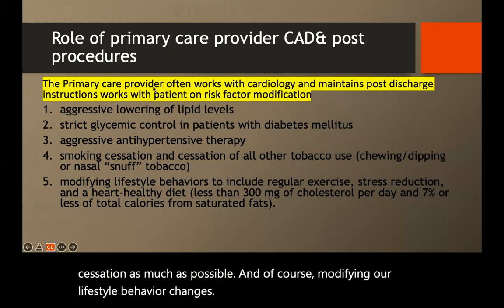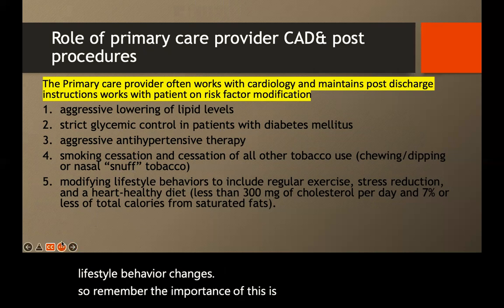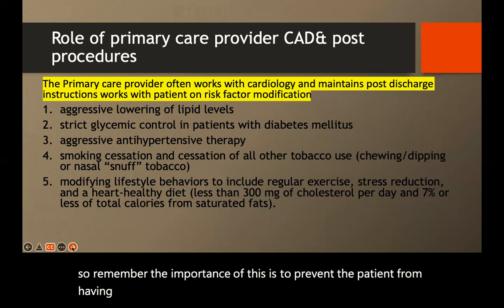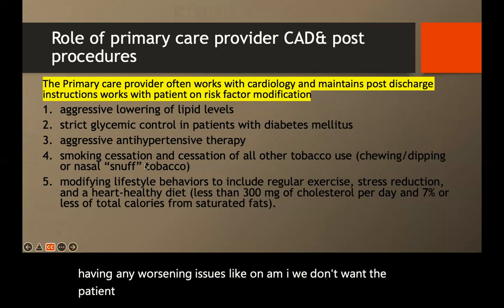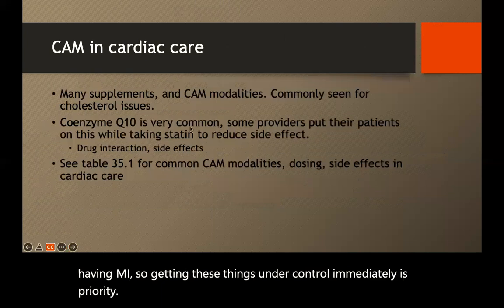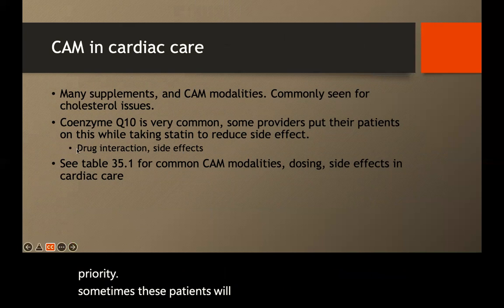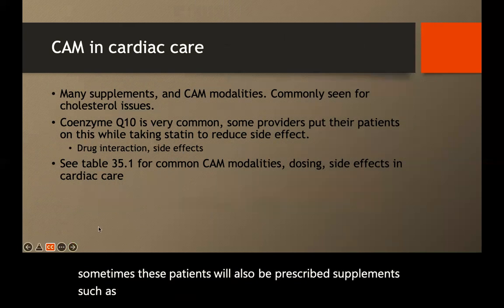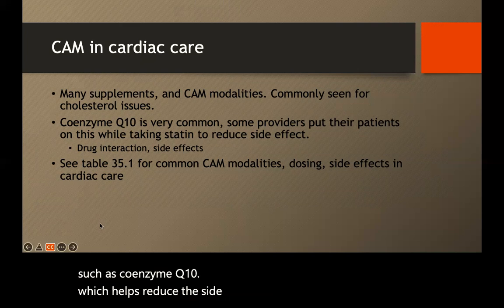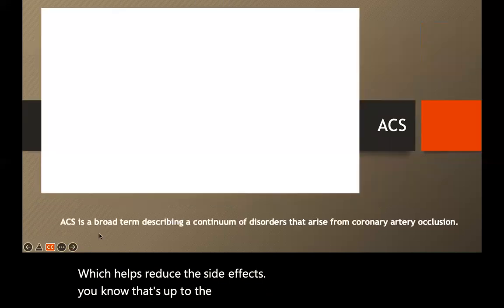So remember, the importance of this is to prevent the patient from having any worsening issues like an MI. We don't want the patient to have an MI. So getting these things under control immediately is priority. Sometimes these patients will also be prescribed supplements such as coenzyme Q10, which helps reduce the side effects. That's up to the cardiologist.